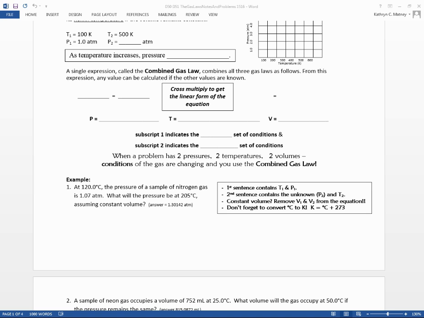All those stars. Celsius plus 273 is how you always convert into Kelvin.